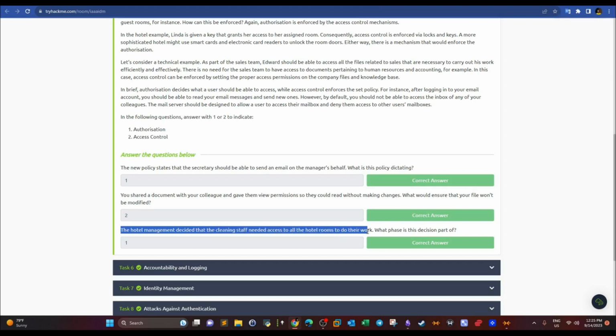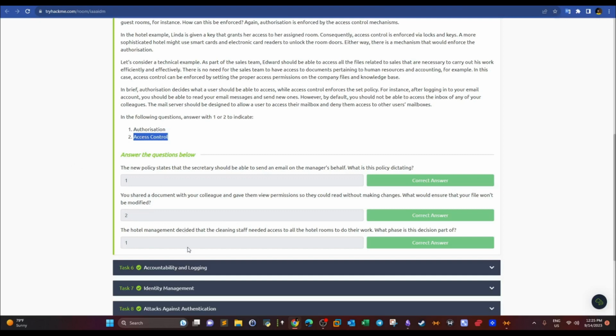So the hotel management decided that the cleaning staff needed access to all the hotel rooms to do their work. What phase is this decision part of? It is phase 1, authorization. Now, if we say that all cleaning staff will get access to all hotel rooms, but let's say, for example, they will not be authorized to enter the bathrooms of the hotel rooms. This is more than authorization. This is also access control.